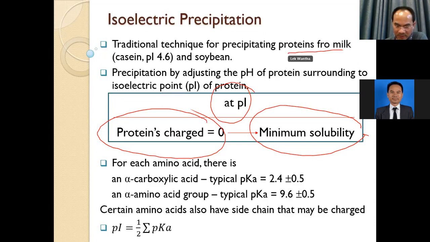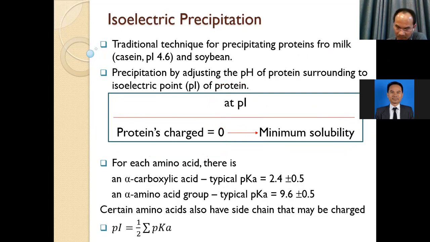For example, the traditional technique for precipitating protein from milk, like casein. For casein, the pH is equal to 4.6, which is equal to pI. Or soybean. If you would like to precipitate casein from milk, you can adjust the pH until it is 4.6, and you get the solid casein. Also, for amino acids, it depends on pKa. If you know pKa, you can calculate pI for that case.